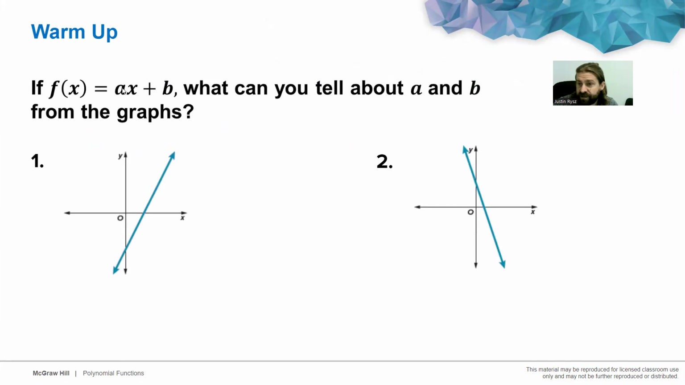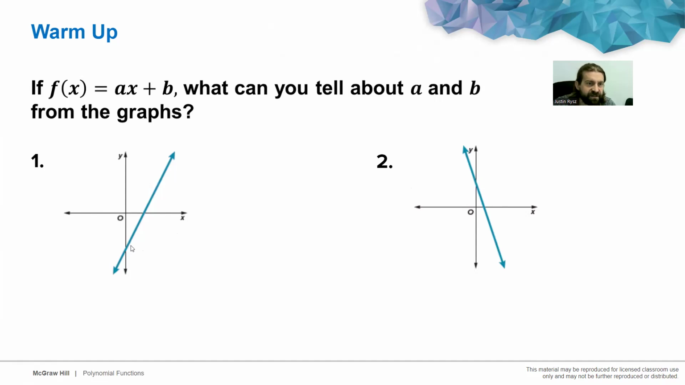Okay, so A is the number next to the x, and if you remember from linear equations, that tells us the slope. So if the slope is going up, A would be positive. Slope is going down here, A would be negative. All right, now B is the y-intercept. The y-intercept is where it crosses the y-axis. If it crosses down to the bottom here, B would be negative. Over here, B would be positive.